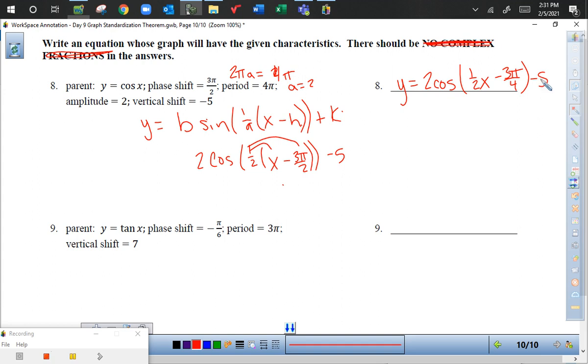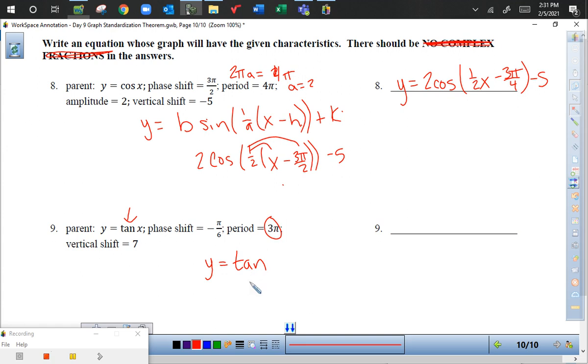Okay, so this one's tangent. We got to think about what's different for tangent. You'll notice they didn't give us an amplitude because that's not a thing. Okay. They did give us phase shift, so we have an h value. They gave us the period, which we'll use to find a, and vertical shift. Okay, so here, we don't have to worry about an amplitude, so I'm starting with tangent.